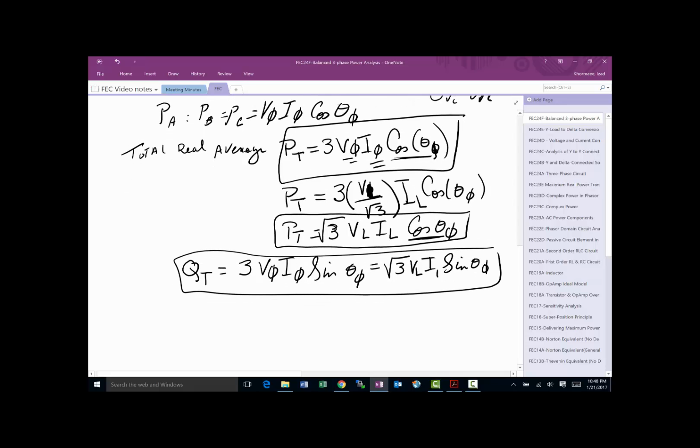We could also write the complex power per phase if we wanted to, taking advantage of the fact that the complex power is voltage times I conjugate. So we could simply say V of AN times I of A conjugate, and that's kind of useful as well to do.